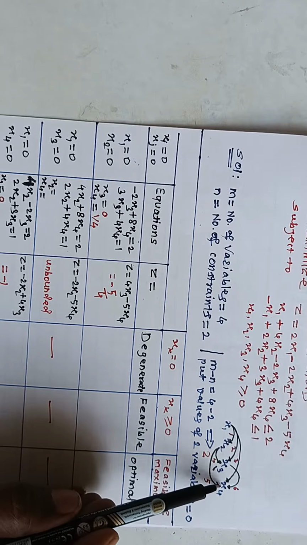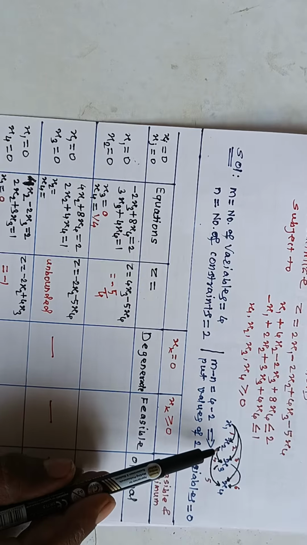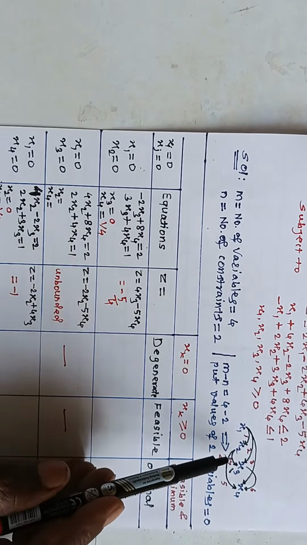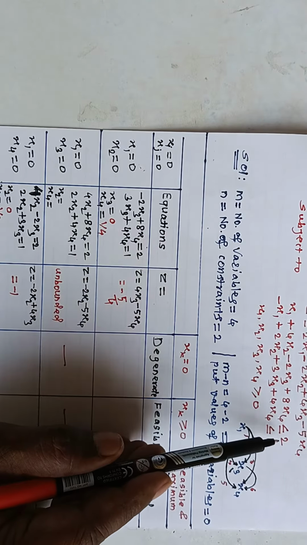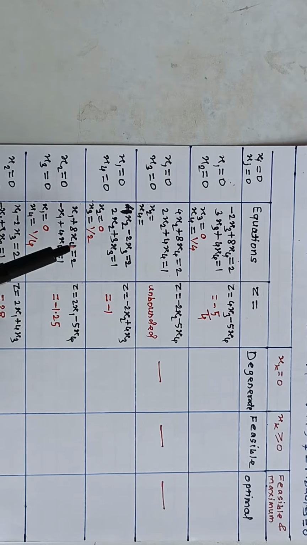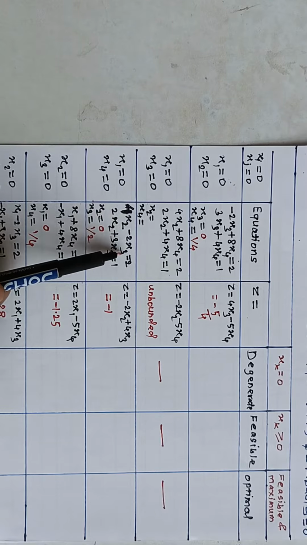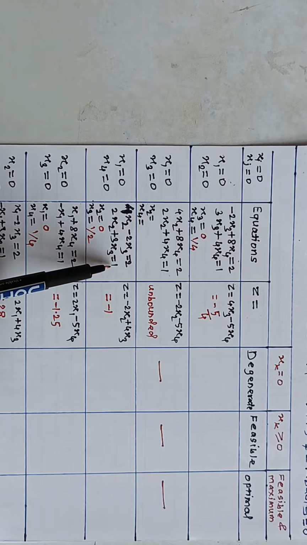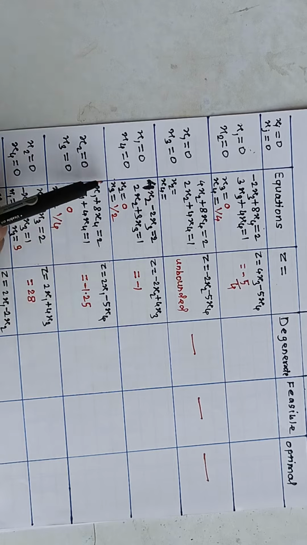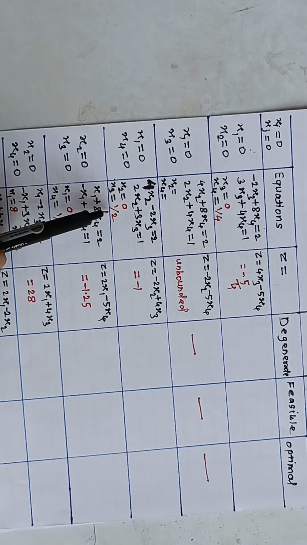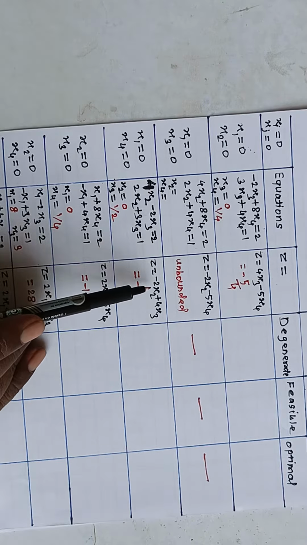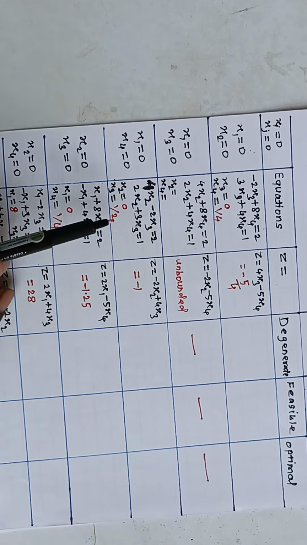x1 and x4 are 0. x1 and x4 being 0 means x2 and x3 will be non-zero. So considering x2 and x3, 4x2 minus 2x3 is equal to 2 and 2x2 plus 3x3 is equal to 1. We have to solve these two equations. If we solve these two equations by using the calculator, that gives x2 is equal to 0 and x3 is equal to half.